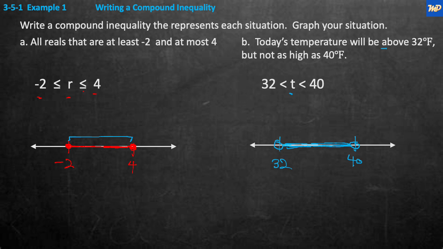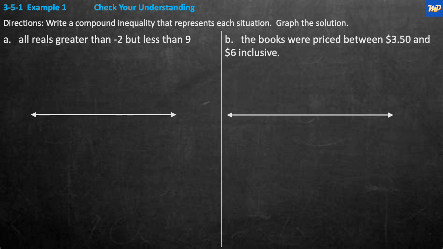Okay, example one, check your understanding. We're going to do the same thing that I just completed in the previous slide. So why don't you take a look at these. A: All reals greater than -2 but less than 9. And the B problem is the books were priced between $3.50 and $6 inclusive. And what does that mean? Inclusive means include those values, the $6 and the $3.50. So I'm going to give you some time. Go ahead and you can work these on your own. When you come back, we'll do them together.